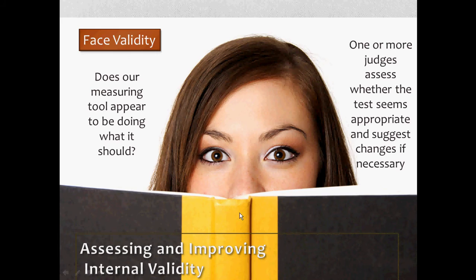Right, face validity. This is another kind of external validity, looking at, does our measuring tool appear to be doing what it should? Now, sorry, no, this is internal validity, because it's looking at the test itself and is it measuring what it should. It's not looking at external validity where it goes to other situations.